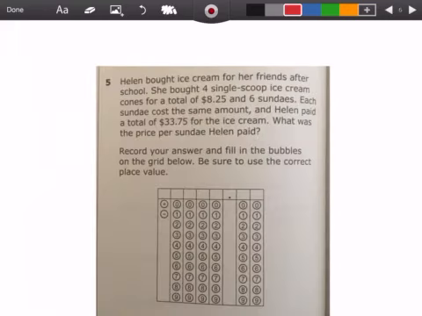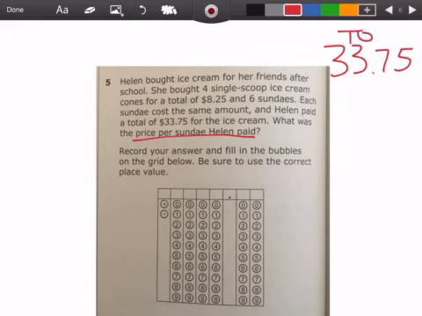Last one, Helen bought ice cream for her friends after school. She bought 4 single scoop ice cream cones for a total of $8.25 and 6 sundaes. Each sundae cost the same amount. And Helen paid a total of $33.75 for the ice cream. What was the price per sundae Helen paid? All right, so this is a multi-step problem. We know her total was $33.75. That was her total.